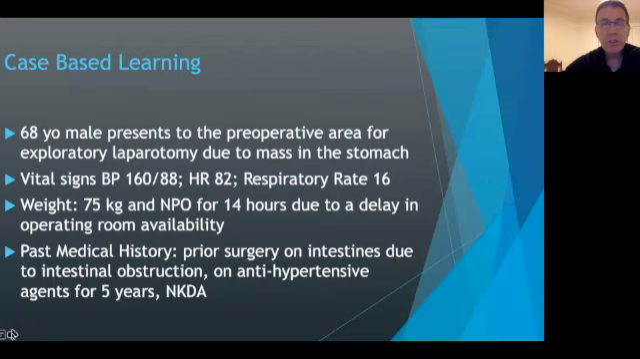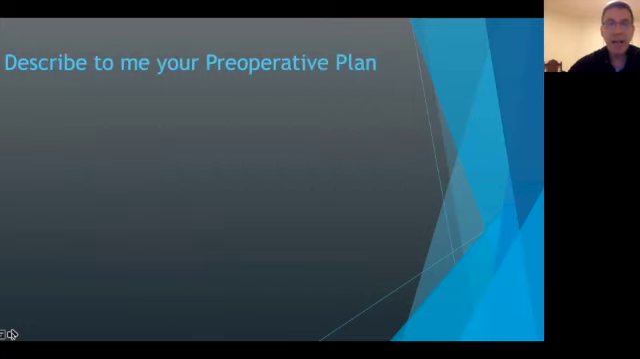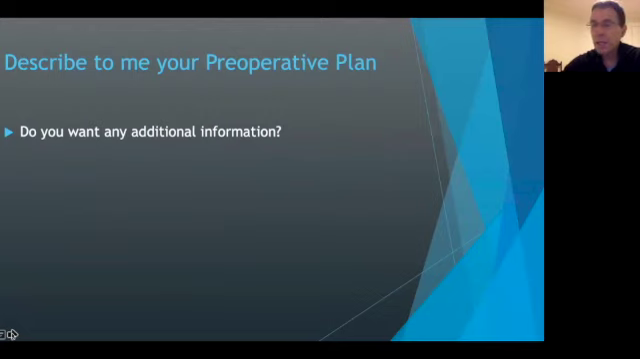Okay, so the patient is on antihypertensives. The patient has some sort of mass in the stomach. The patient has these allergies. So is there any type of additional information? We talked about electrolytes. Let's say the potassium is 3, sodium is 142, the creatinine is normal. Is there any other additional information that you want?